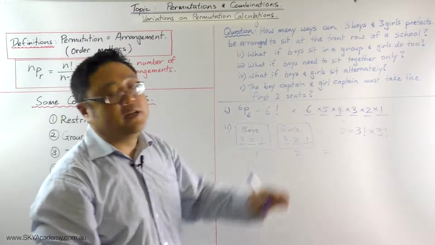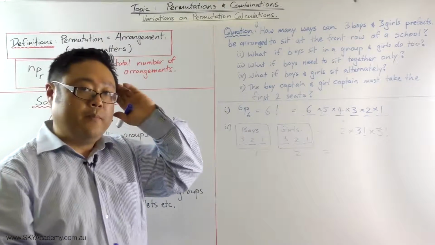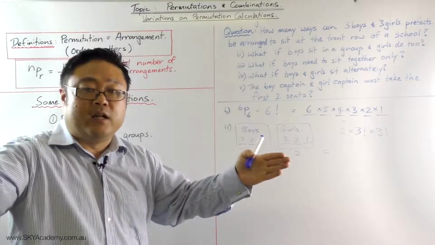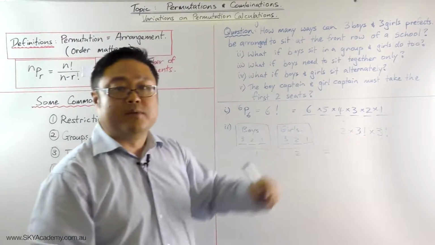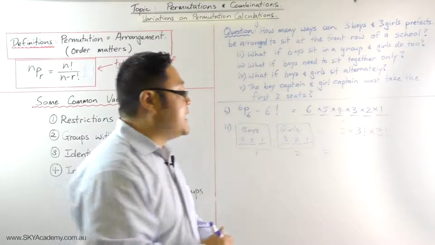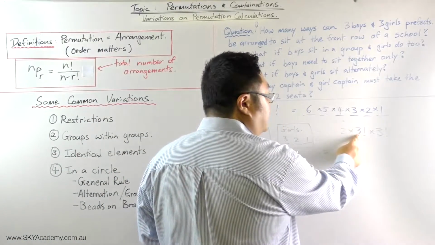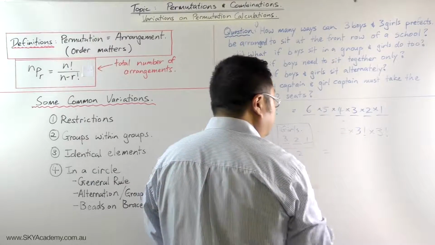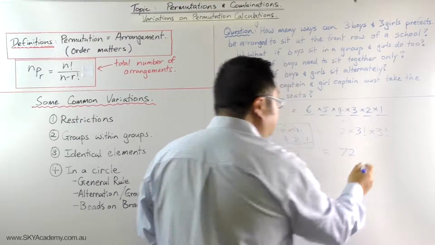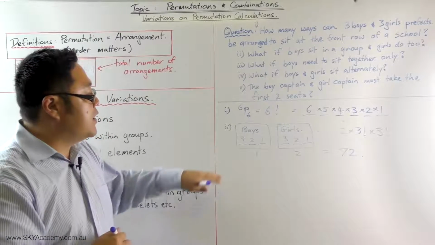So, for the second question, right? What if the boys sit in a group and what if the girls sit in a group as all 6 of them sit in a line? Well, the answer will be 3 factorial times 3 factorial times 2 factorial, which ends up being 3 factorial is 6, 3 factorial is 6, 6 times 6 is 36 times 2, which is 72. Now, yeah. So, does that make sense?